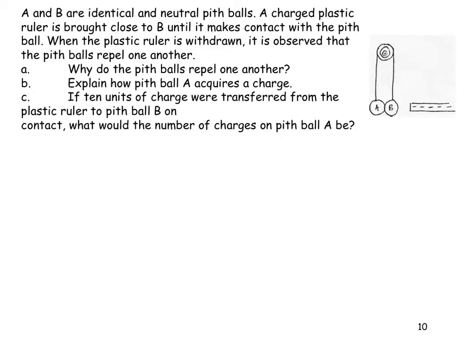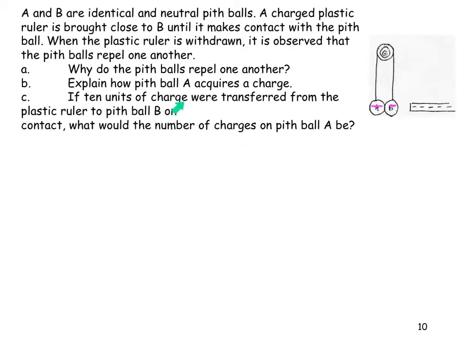Now we have got these two neutral balls, and along comes a negatively charged rod. It causes this one to become negative as it touches, which then sends some electrons that way, and therefore you have got two negatively charged pith balls and they will repel one another. Explain how the pith ball A acquired that charge. The negative charges were transferred from the ruler to B and from B to A. So those electrons moved along.